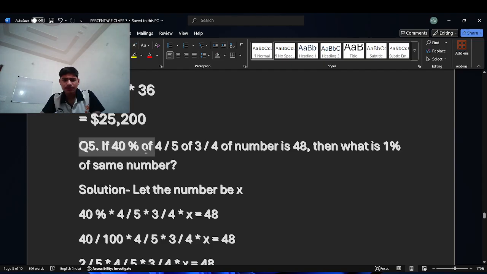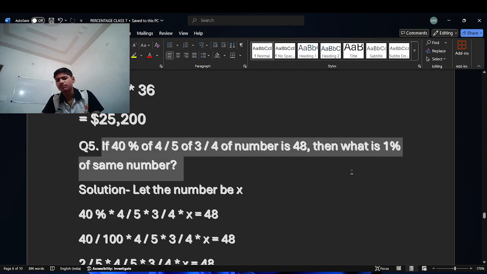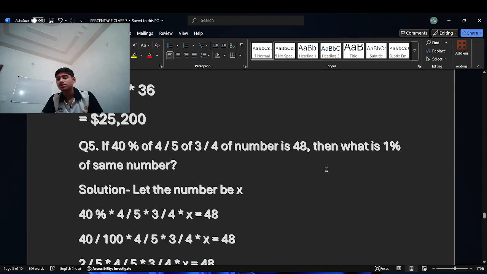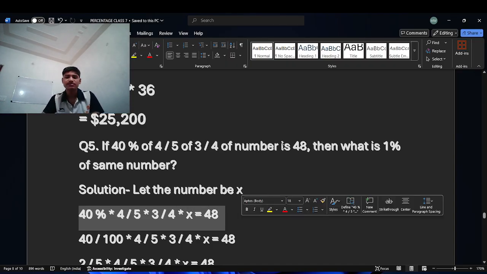Question number 5. If 40% of 4 by 5 of 3 by 4 of a number is 48, then what is 1% of the same number? Same number means the number is the same in both cases. To find the number, let the number be x, any variable. So 40% of means multiply, 4 by 5 multiplied by 3 by 4 multiplied by x will be equal to 48, where 'is' means equal to.